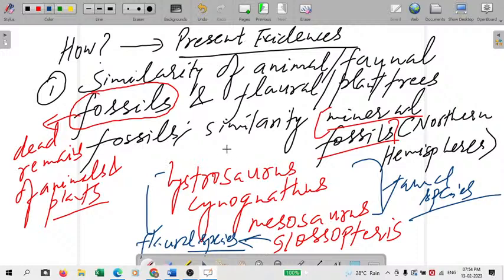Noted. Can I move ahead? लिस्ट्रोसॉरस, साइनोग्नाथस, मीजोसॉरस, and 4 is Glossopteris. Done? Noted? Yes, sir.